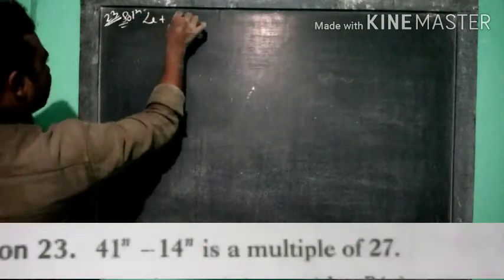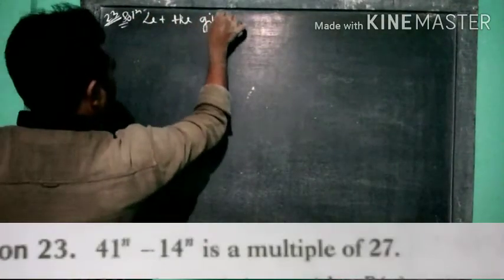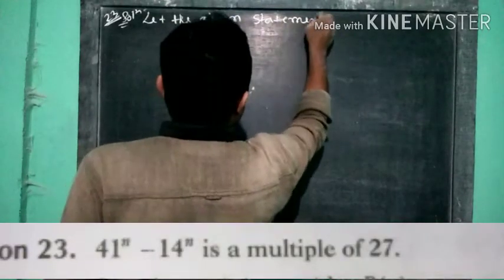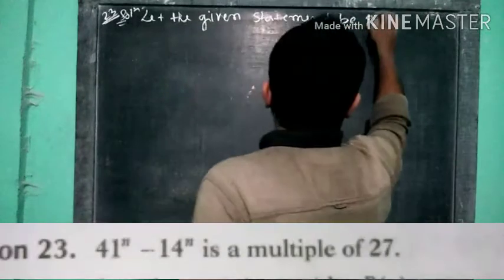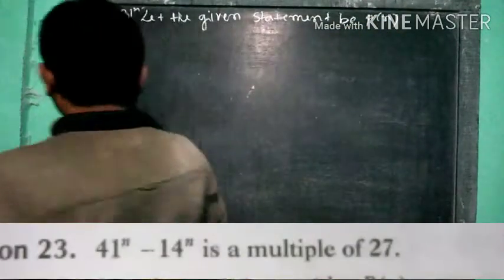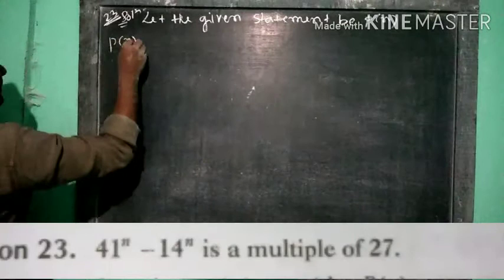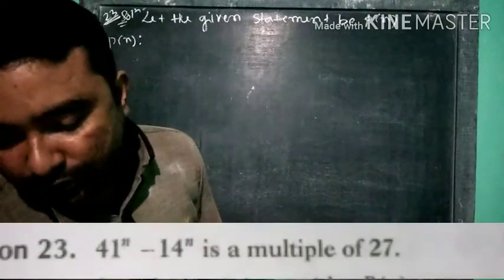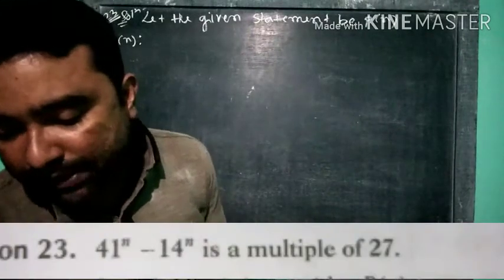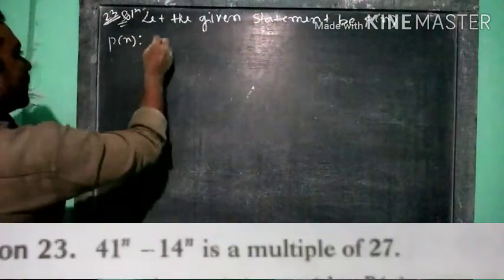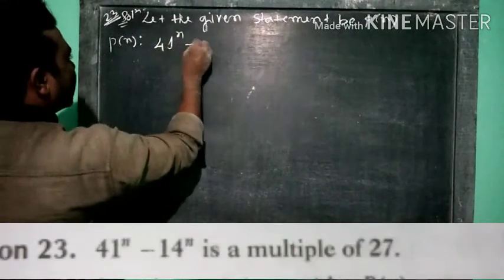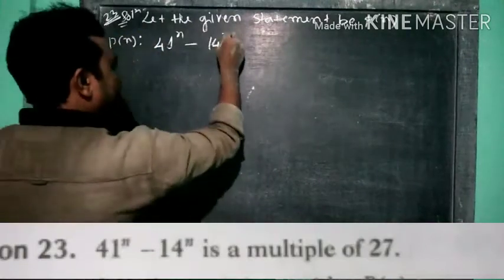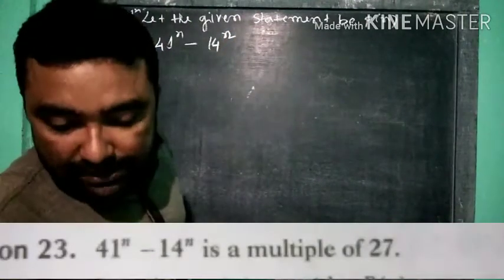Let the given statement be P of n. So what is the statement? 41 to the power n minus 14 to the power n is a multiple of 27.